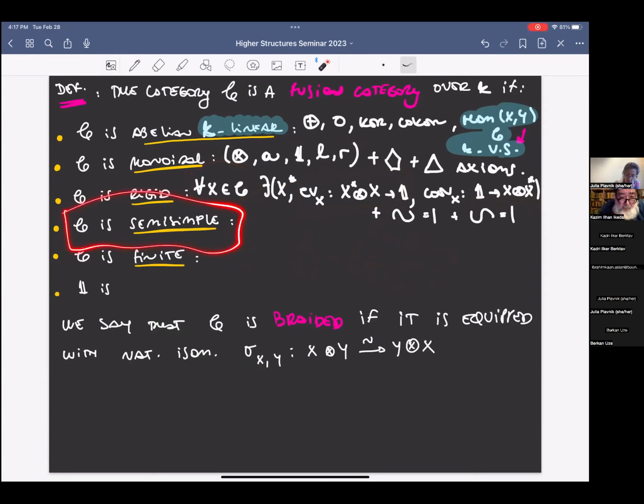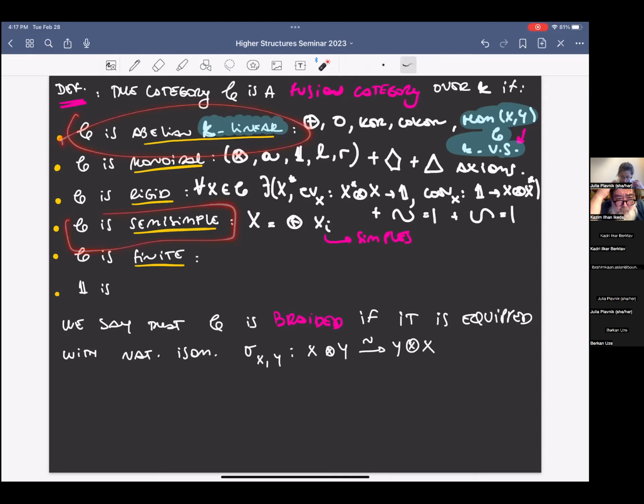The next thing that I will ask is the one that came from the Maschke theorem. I ask for semi-simplicity. So every object can be written as a direct sum of simples. And this is what it was meaning before by irreducible representation. So simple means simple in the sense of abelian categories. An object is simple if the only sub-objects are itself and the zero object. So this is a property here, and this one is also a property.